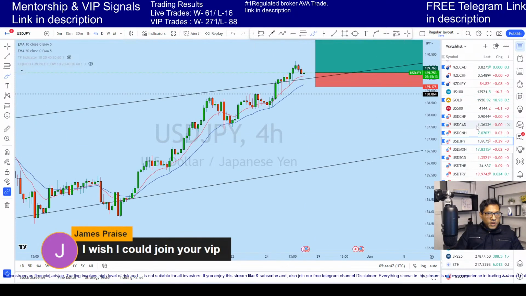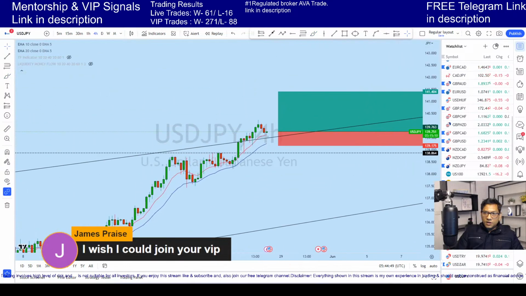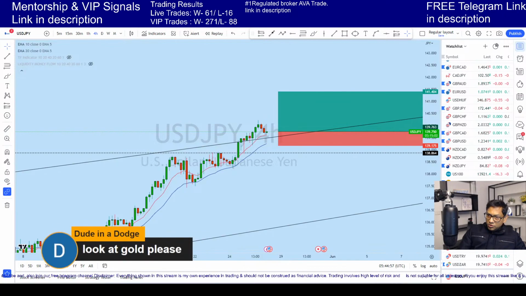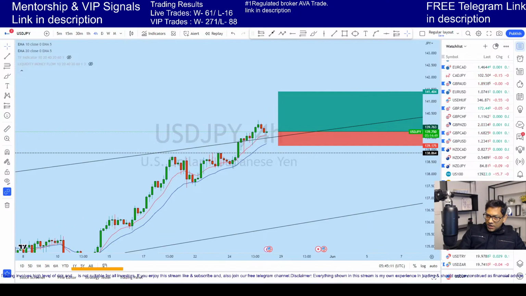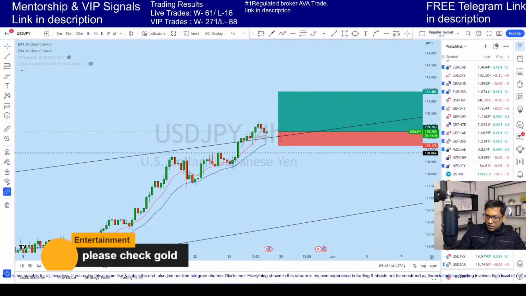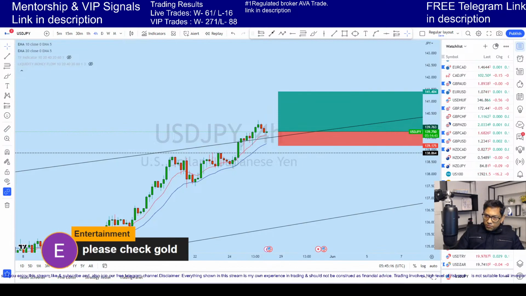So dollar yen also moving. Let's see what other pairs are giving us an opportunity. In the meantime, let me know which one you are at. Look at gold, please. Yeah, absolutely, we'll be looking at that. It's moving gradually. Yeah, I see. Please look at GBPUSD. Absolutely. Good morning, coach. Thank you. USD CAD. Yeah, absolutely. Please check gold. Yeah, we'll be looking at that. So GBPUSD and USD CAD, we'll be looking at both of them.